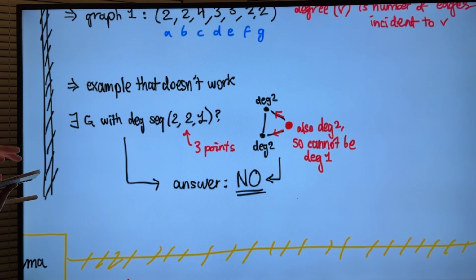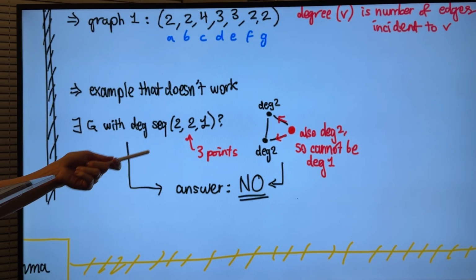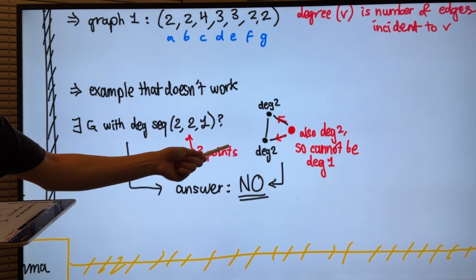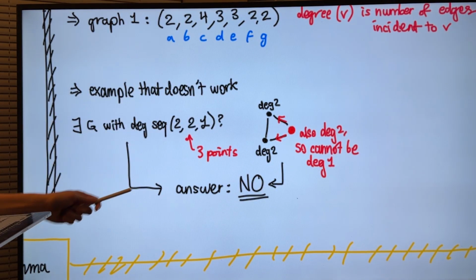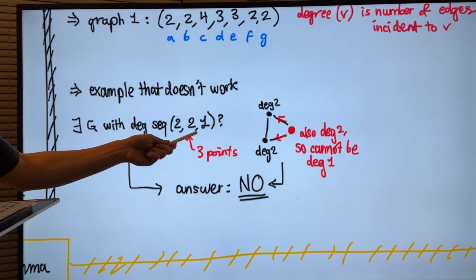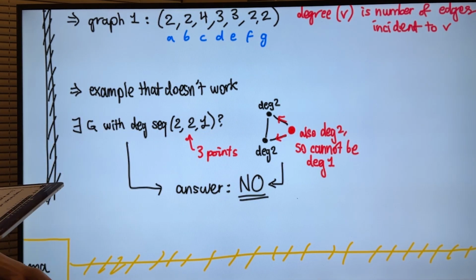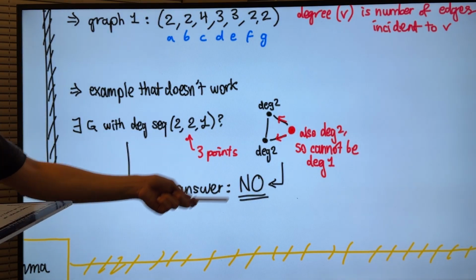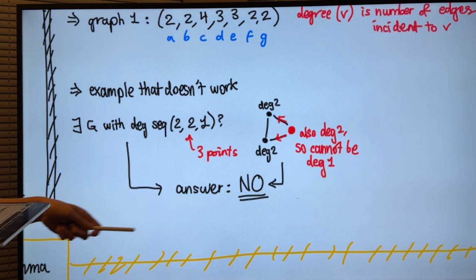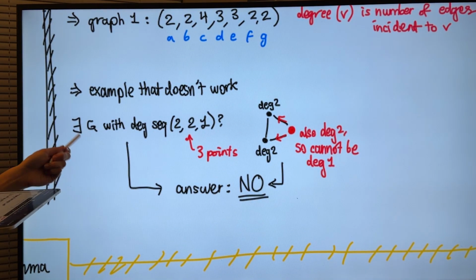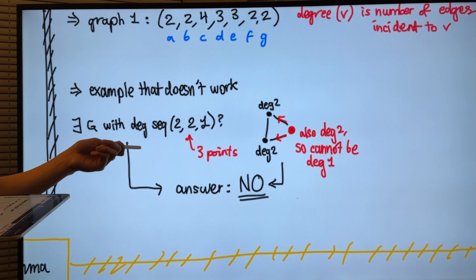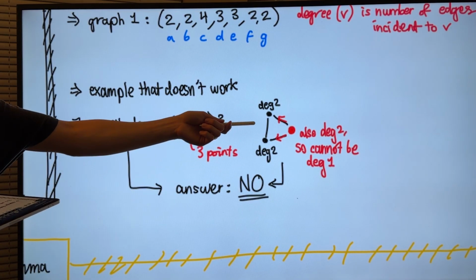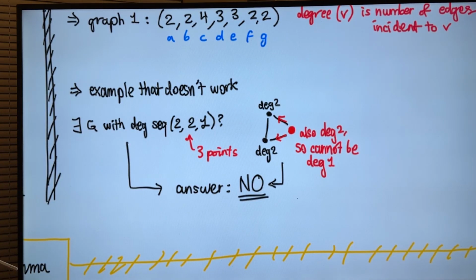Well, let's see. If you have one point that has 2 degrees, it's got to shoot out through 2 lines. You got another one with 2 degrees, also shooting out from 2 lines. But for the 1, that doesn't work. This also has to be degree 2, so it cannot be degree 1. Therefore, this does not work. So there does not exist a graph with this degree sequence, because if you draw it out, it cannot have one that's degree 1.